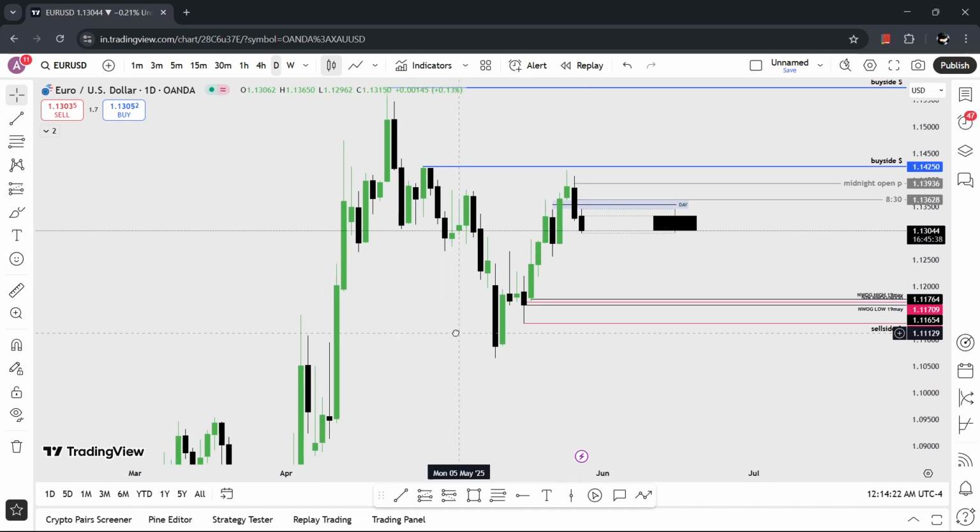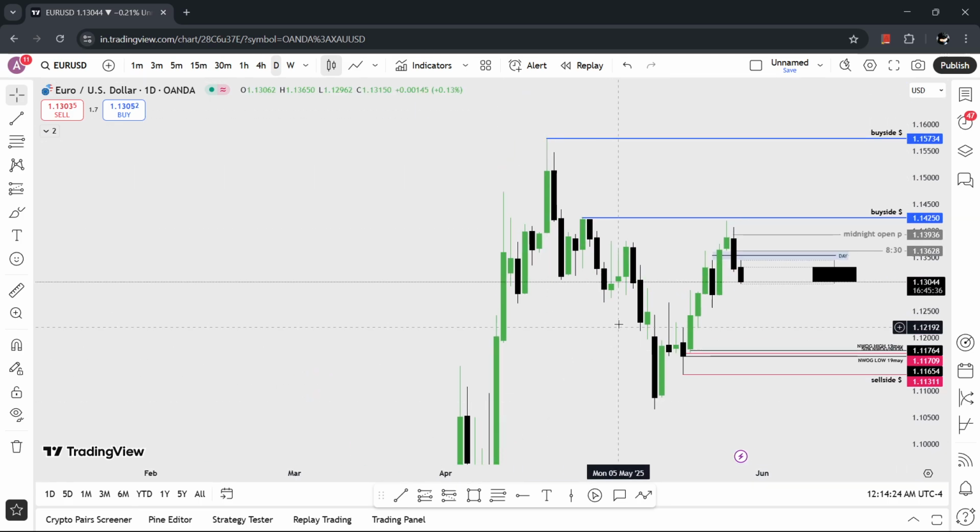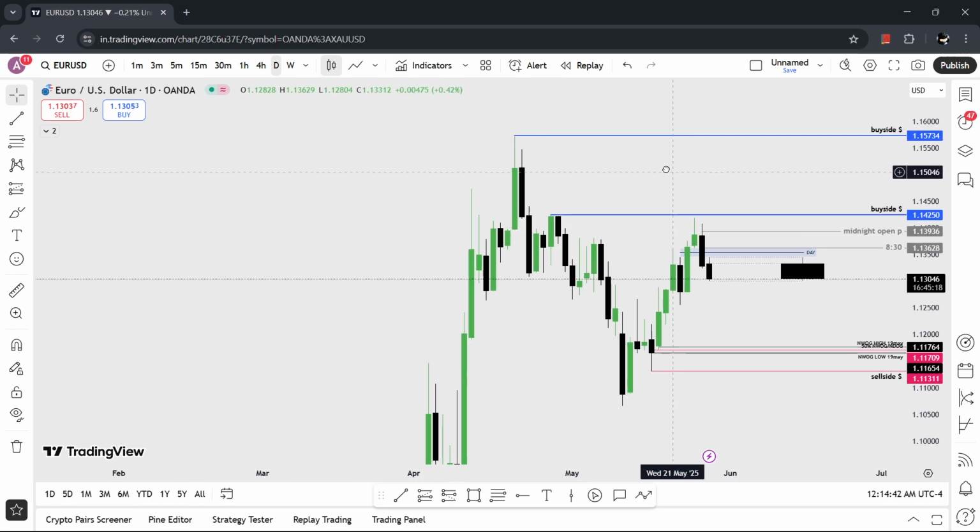Clearly, till here we were bullish. Given a structure break here, order block. Take out this high, lower low. This is an order block. This is also another order block. We have the buy side here. Major buy side here.